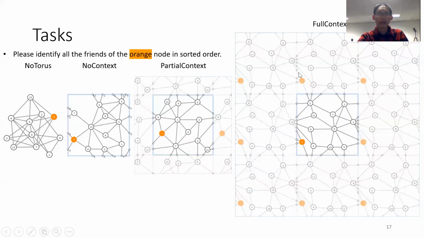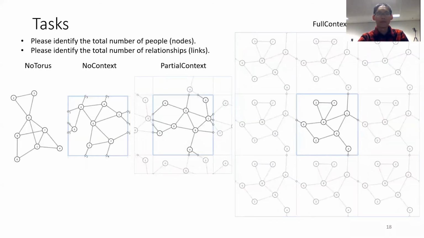Second, please identify all the friends of the orange node in sorted order. Third, please identify the total number of people. Fourth, please identify the total number of friendships.